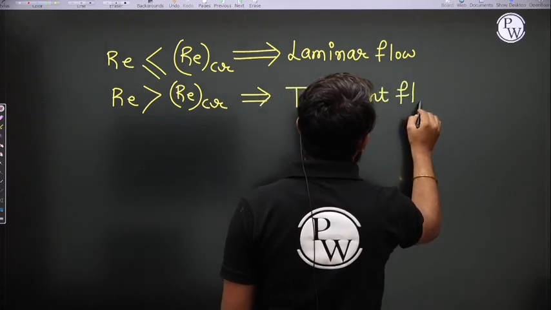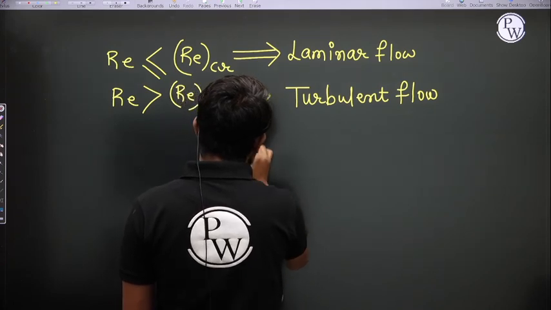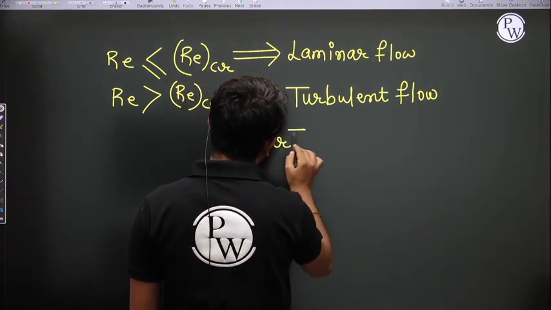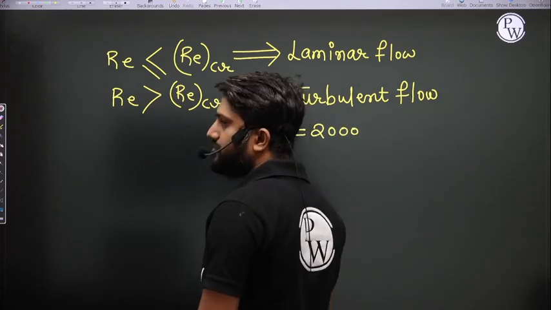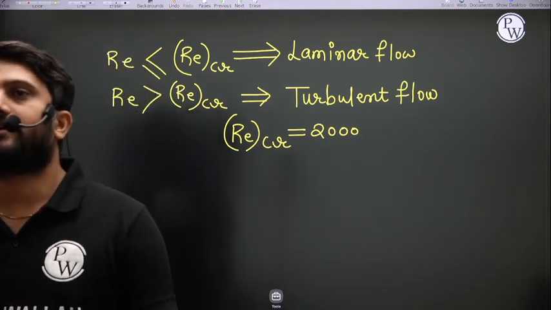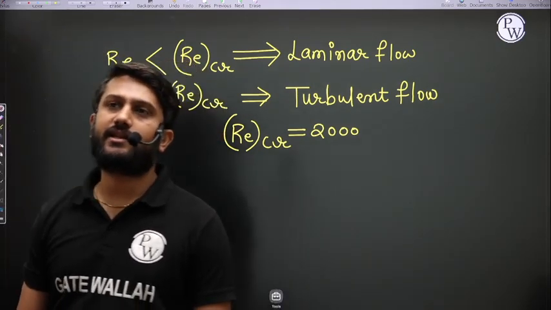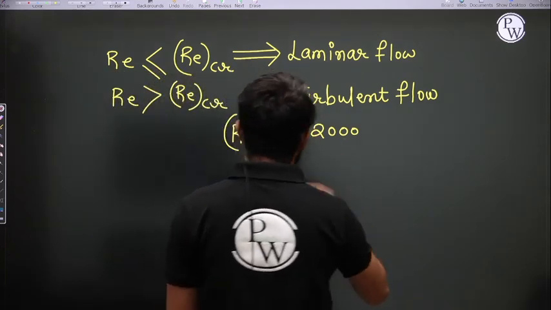And in case of the internal flow, what is the critical Reynolds number? The critical Reynolds number is equal to 2000. In some books it is 2300 also, that is also correct, that is not wrong. In some standard books you will get the critical Reynolds number for internal flow as 2300 also, that is also correct. Okay, so I am taking 2000.